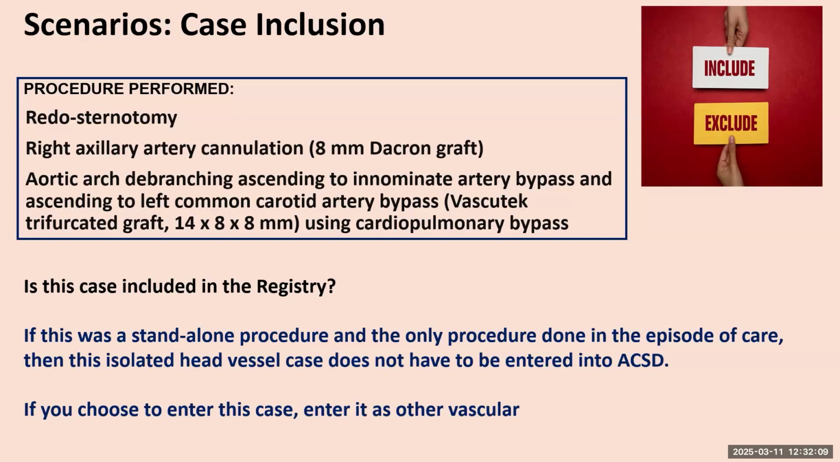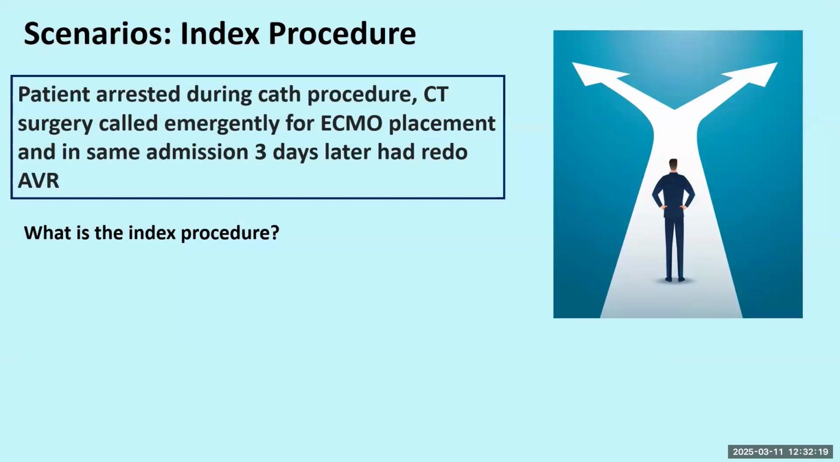Okay, so now we're going to move on to index procedure scenarios. Okay, so patient arrested during the cath lab procedure. The CT surgery was called emergently for ECMO placement, and in the same admission 3 days later had a redo AVR. So what's your index procedure here?